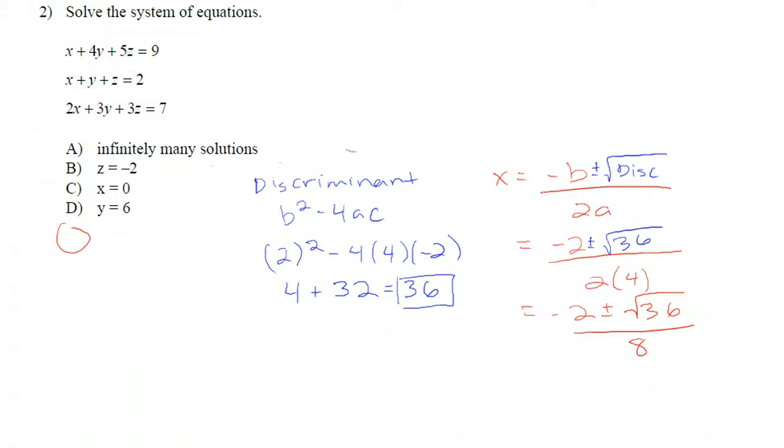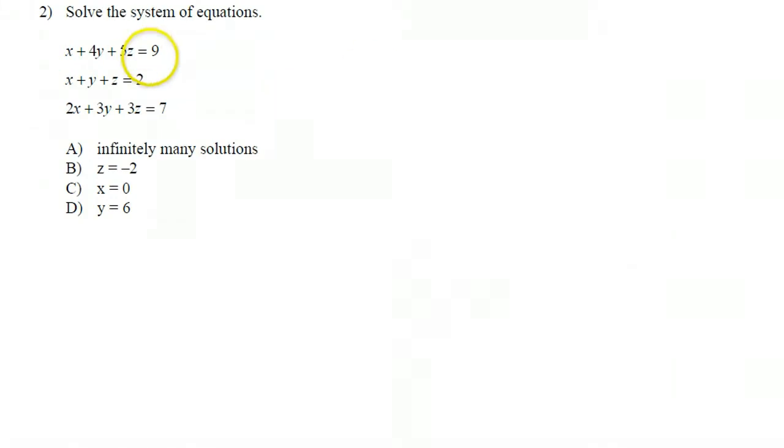So for number 2, we have to solve the system. In order to do that, we need to eliminate a variable. I'm going to eliminate our x's. Alright, so let's just eliminate these two first, and I'll multiply the bottom one by a -1.